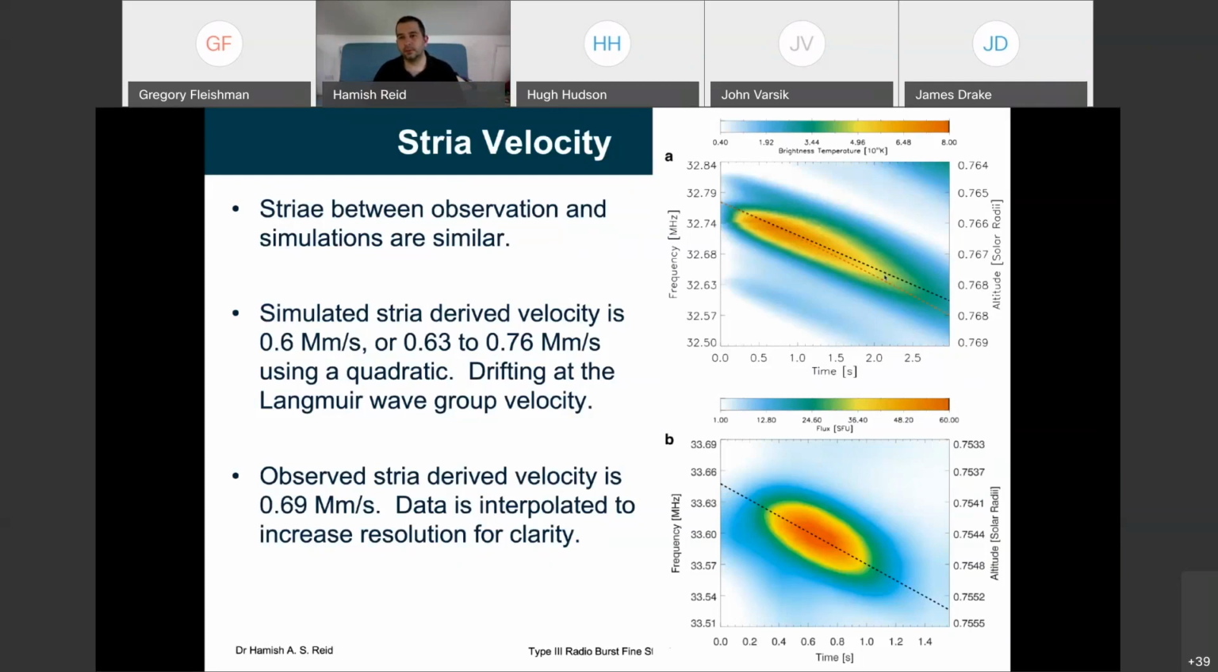Do the Langmuir waves propagate in both directions? In which case, why wouldn't you have drifting going in both directions? We do actually see striae with positive and negative drift rates, but we see much more of these negative drift rates that we see here. So yes, the Langmuir waves do propagate in both directions. In fact, back-propagating, or scattered, Langmuir waves are the cause of second harmonic radio emission. The Langmuir waves couple with almost oppositely directed Langmuir waves and produce radio emission at twice the plasma frequency.